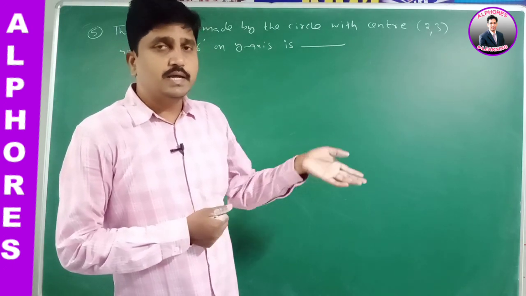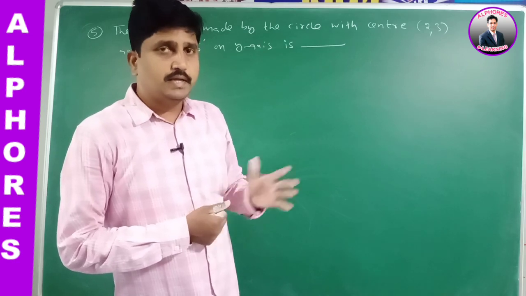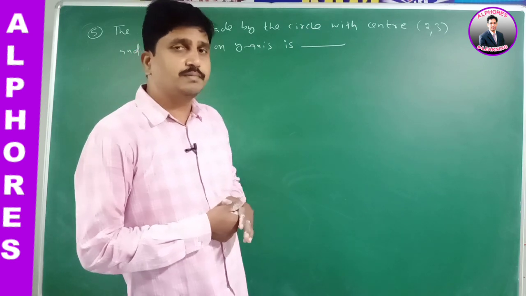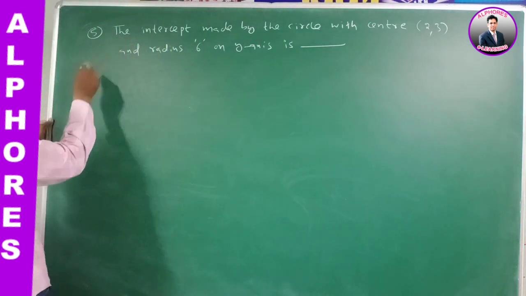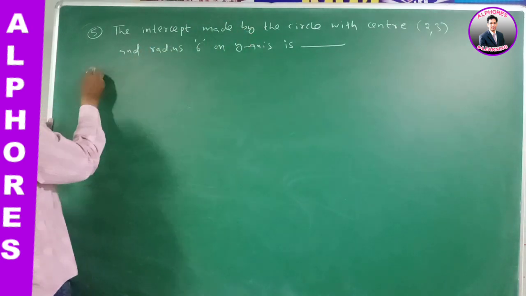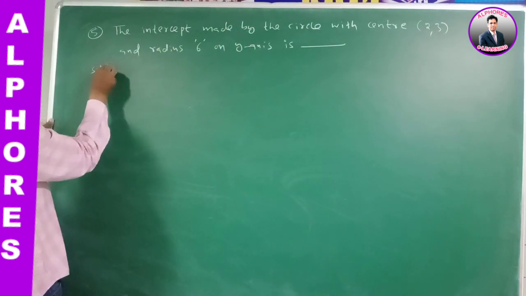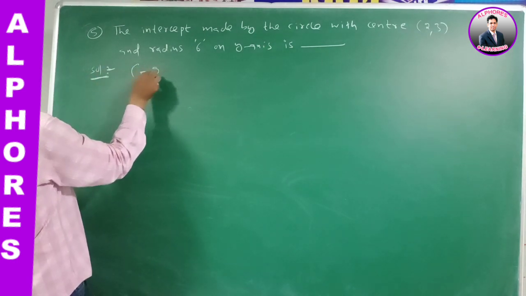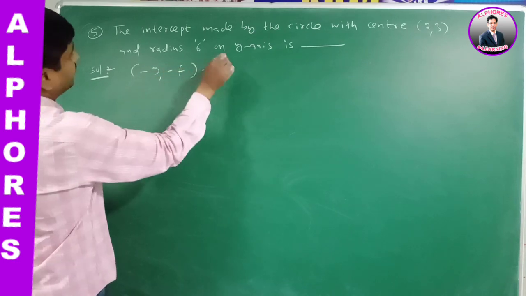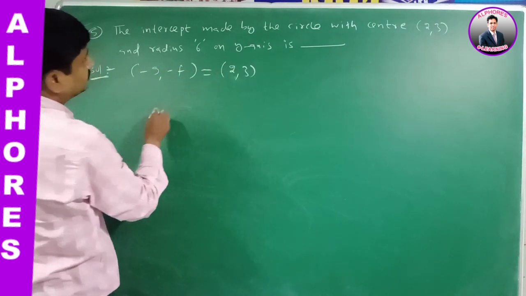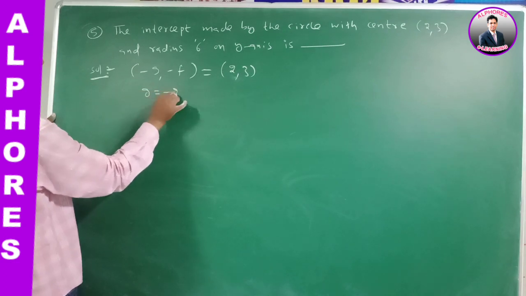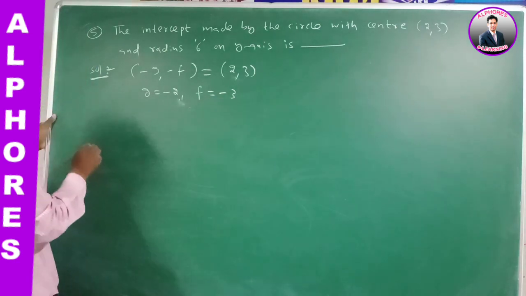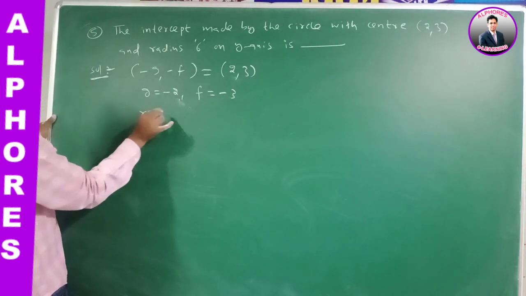The length of the intercept made by the circle S equal to 0 on the y-axis is 2 times the square root of f squared minus c. Now here the center is given, (-g, -f) equals (2, 3), therefore g equals -2, f equals -3. Now the radius of the circle is given, r equals 6.